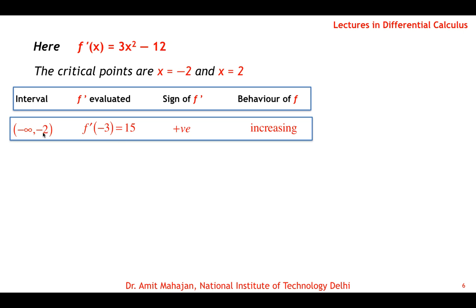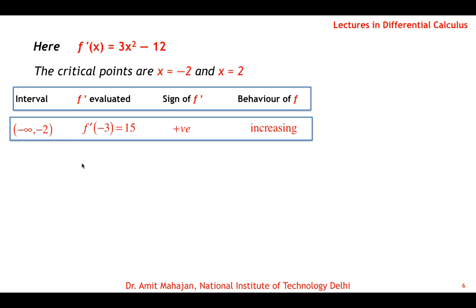Say, for example, the first interval is minus infinity to minus 2, so you choose any point inside this. Say I chose x to be minus 3, which lies in this interval, and calculated the derivative at minus 3. You can calculate the value and say it is 15 here. So the value is positive, and that means the function is increasing in this interval minus infinity to minus 2. So for all x lying in minus infinity to minus 2, the function is increasing.